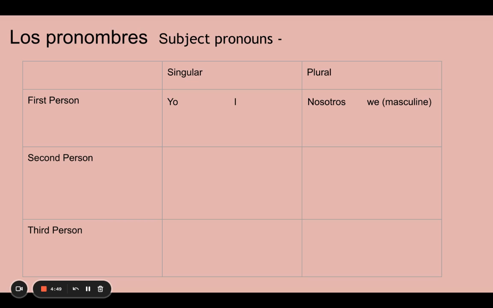Now, remember, we have masculine and feminine. So we have a nosotras also. The minute that you put a male into the group, it automatically turns into nosotros. So you will see nosotros more than you will see nosotras.